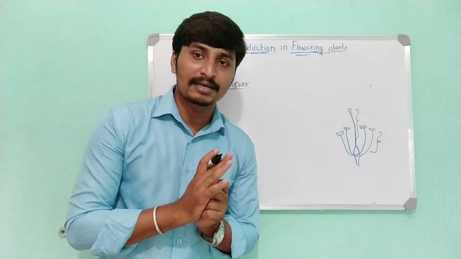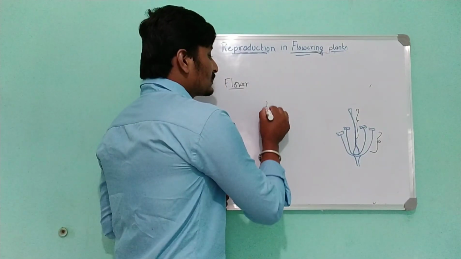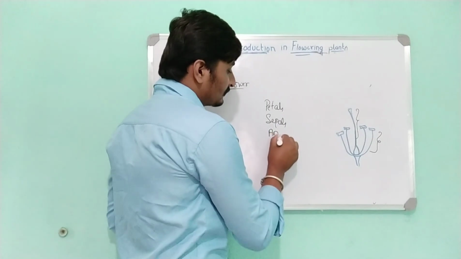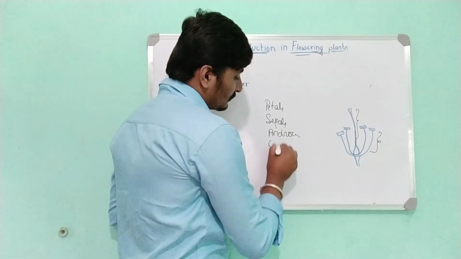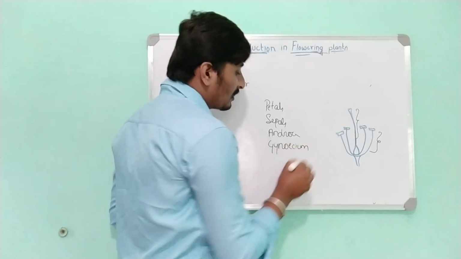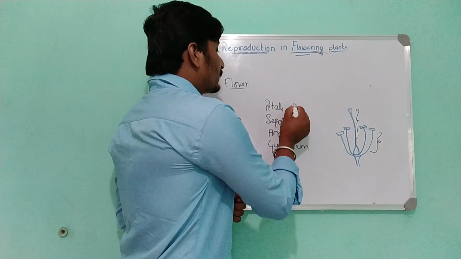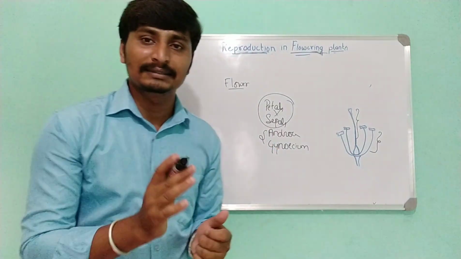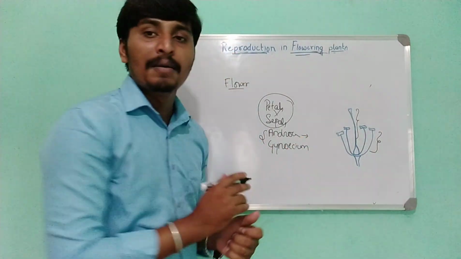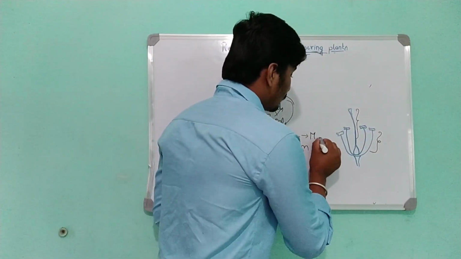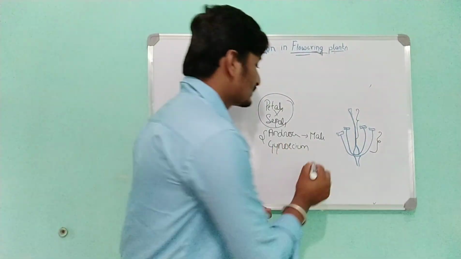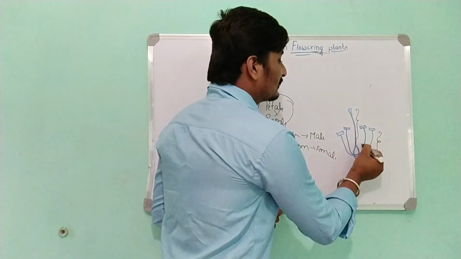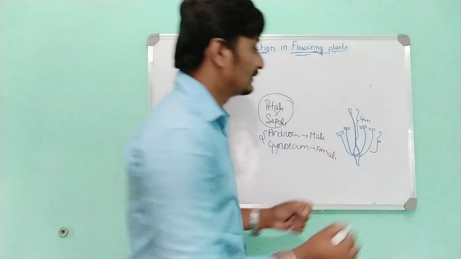A flower basically consists of four main parts. So which are those? Petals, sepals, androecium and gynoecium. So these are the four important parts of the flower, and we are not going to talk about the petals and sepals. We are going to focus only on the androecium and gynoecium. We know that androecium is the male reproductive part of the flower, whereas gynoecium is the female reproductive part of the flower. So this is the gynoecium, and this is the androecium.